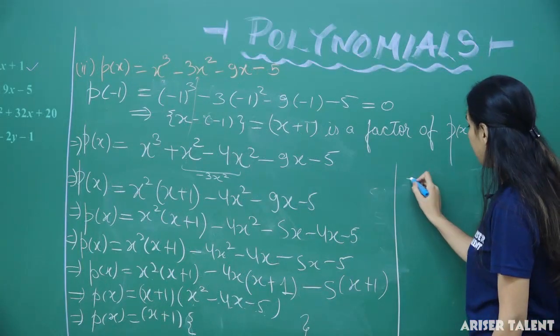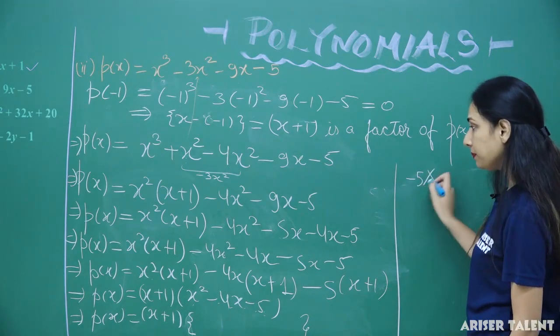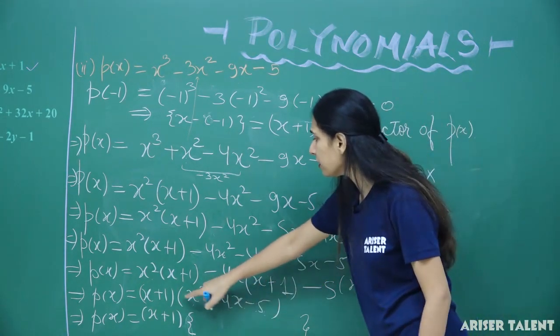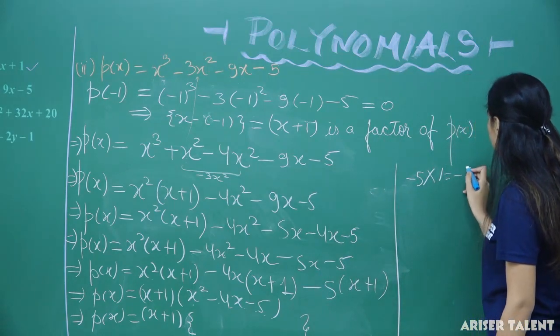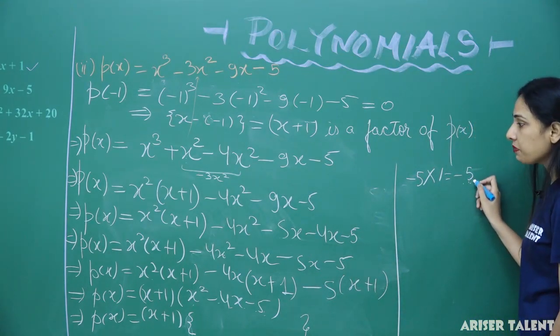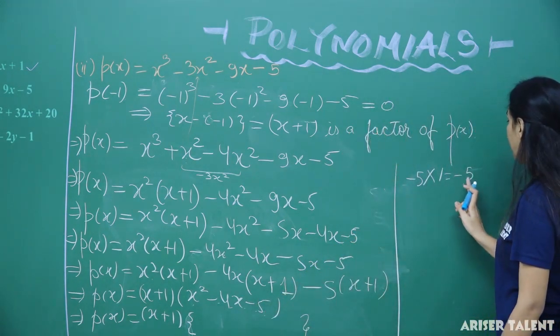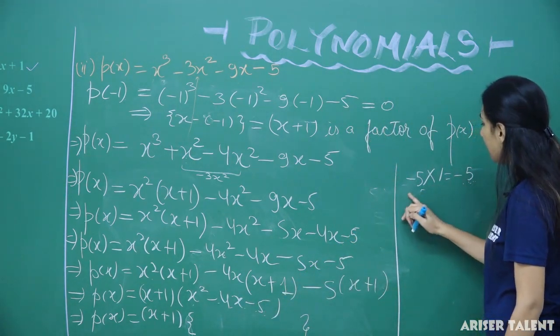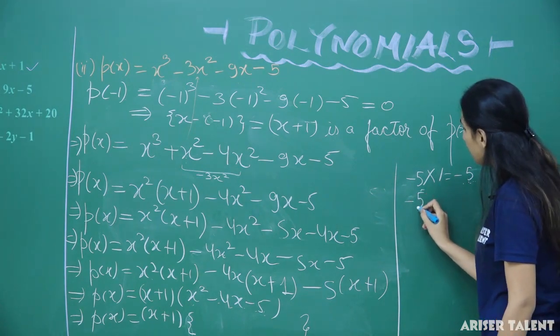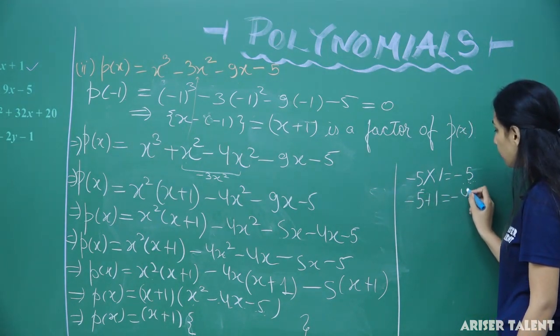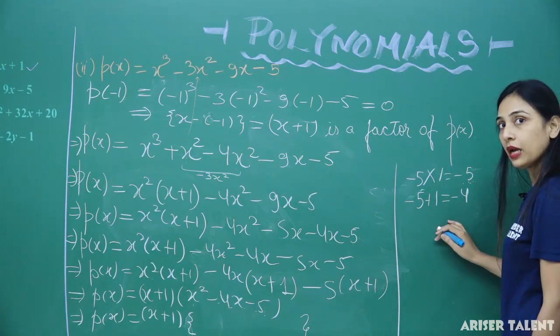Okay. So, you are getting minus 5 multiplied by this, minus 5 times 1 equals minus 5. Now, you have to bifurcate this minus 5 in such a way that you will get minus 4. So, minus 5 multiplied by 1. Okay. So, minus 5 plus 1 is equal to what? Minus 4, and you get minus 4.